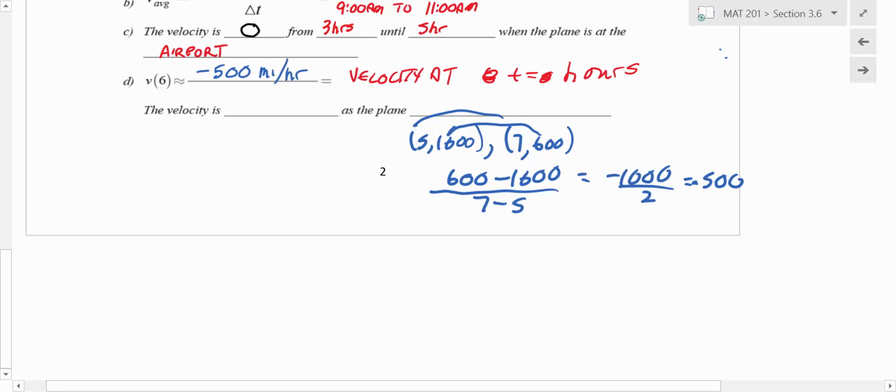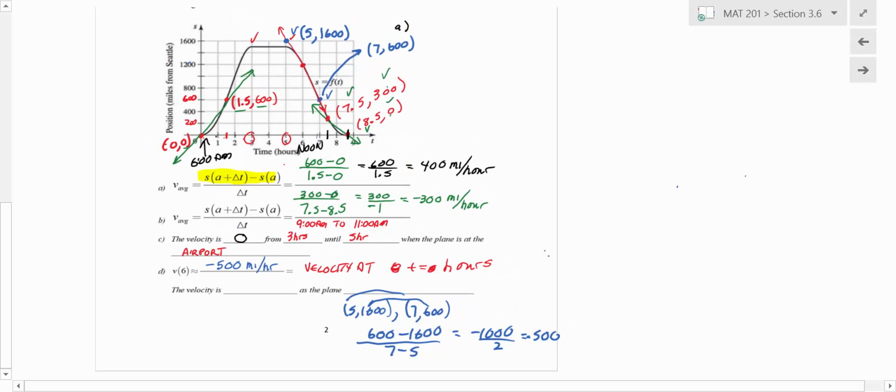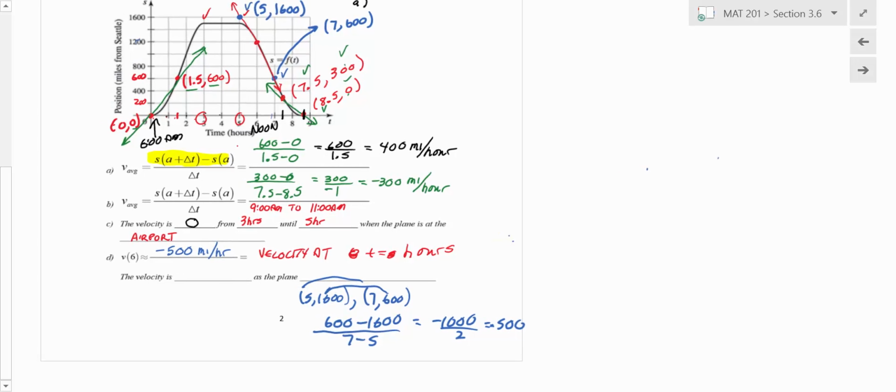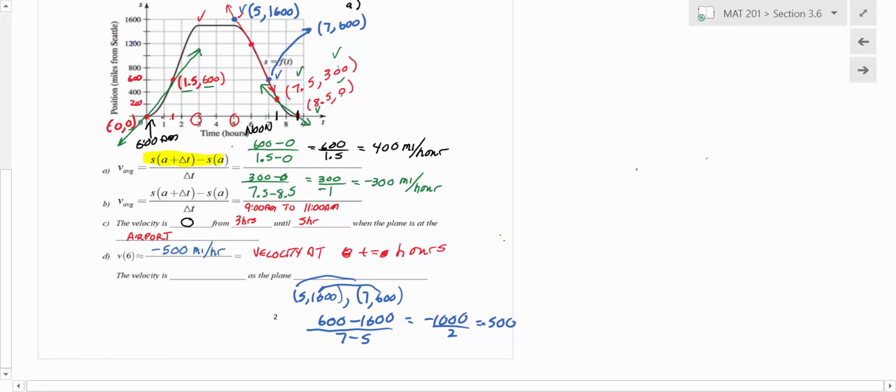Okay, like that. So that's an approximation for the exact velocity of a plane, which is pretty typical. That's a plane that's pretty much going at full speed, maybe just beginning to slow down. And then the last thing is the velocity is negative as the plane is returning to the airport.